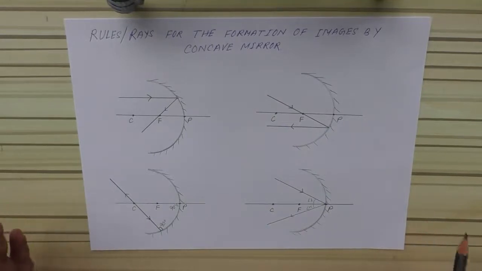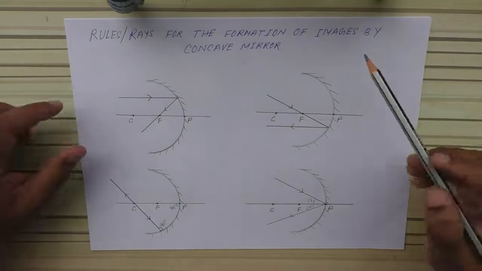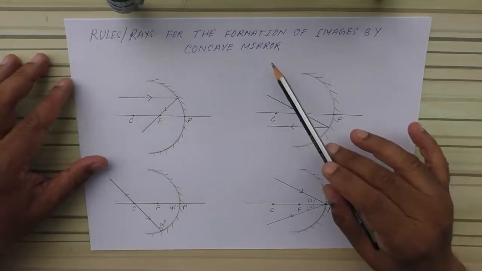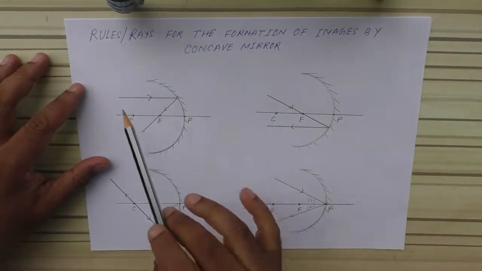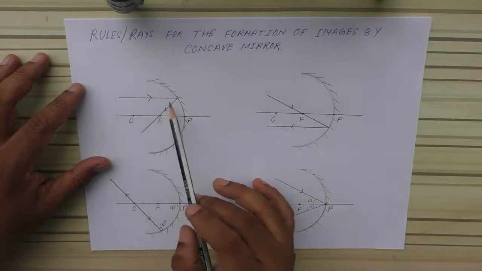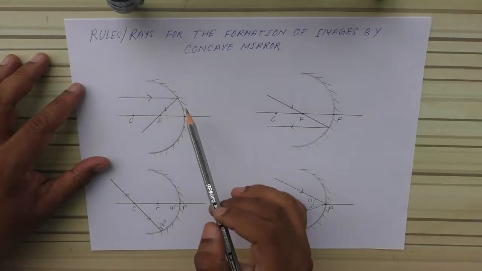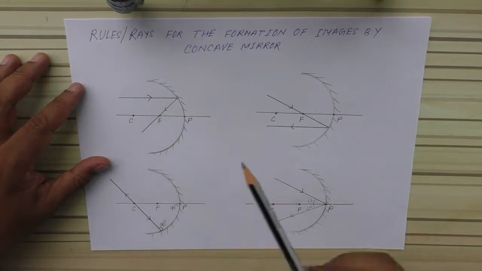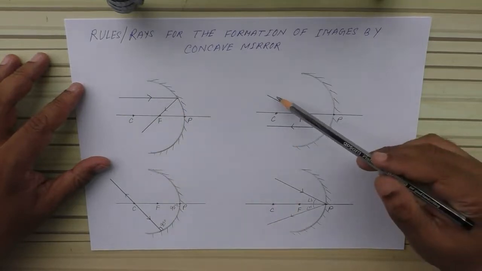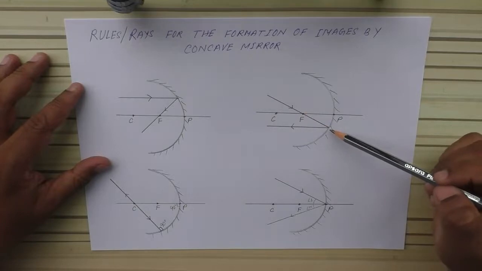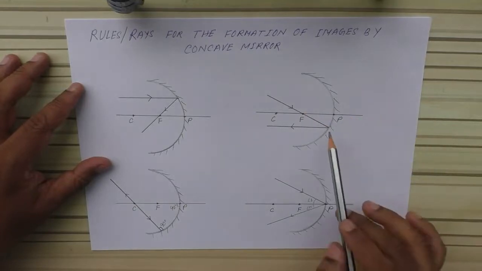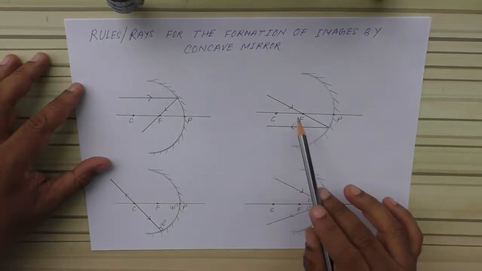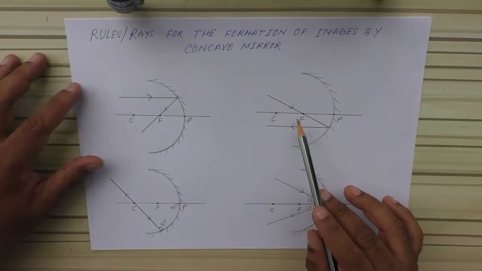So we discussed 4 important rules for formation of images by a concave mirror. First one: if a ray of light is incident parallel to the principal axis in the case of a concave mirror, after reflection the ray of light passes through the focus. Second one: if a ray of light is incident after passing through the focus on a concave mirror, after reflection this light ray will become parallel to the principal axis.